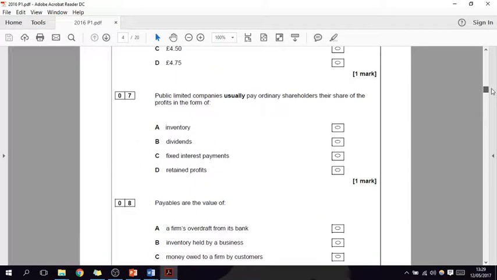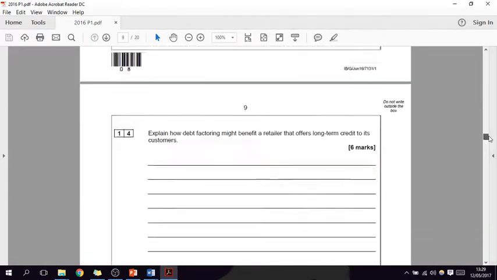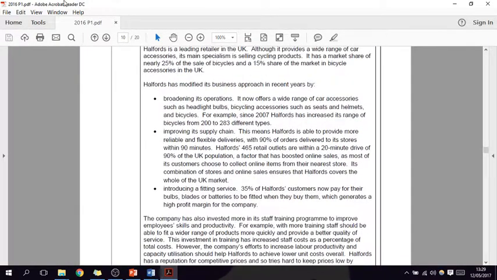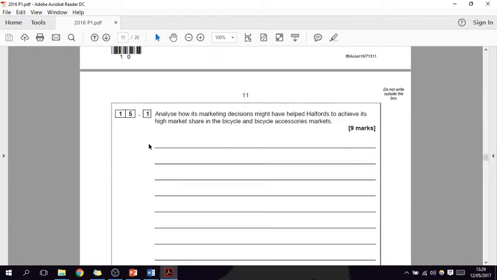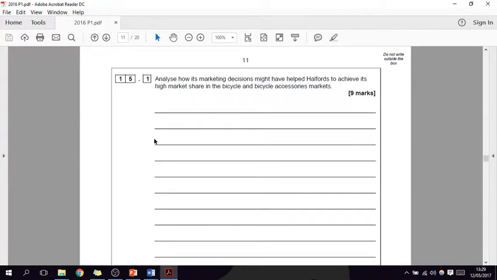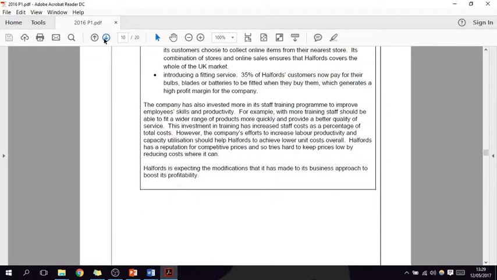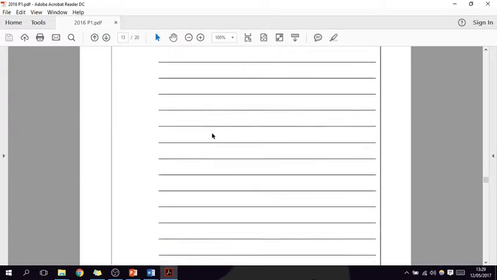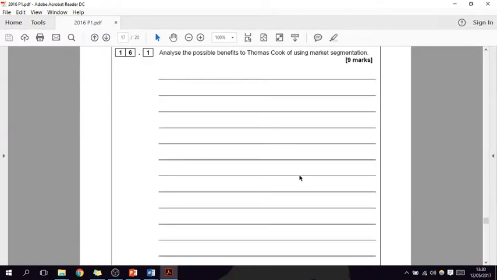You open it, you've got your multiple choice questions, 10 of them. Then we've got the short answer questions, and once you've got past them, you hit the case studies. So there are 2 case studies, and the evidence that we've got at the moment, and it's not a huge sample size, there's only the specimen material and the 2016 exam, is that AQA are giving you about a page of writing and then asking a 9-mark analysis question and a 16-mark evaluation question on each of the case studies. So last year it was Thomas Cook and Halfords.